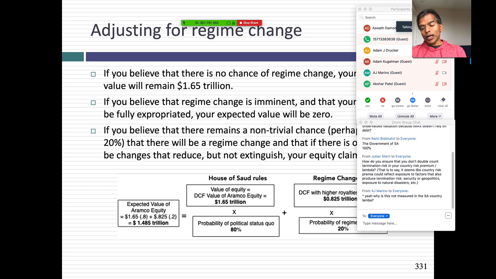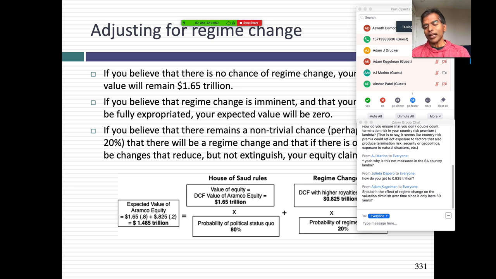One of the questions is, why can't I do it in a lambda? Lambdas don't work when you're talking about regime changes. Lambdas are designed to capture continuous country risk. So when you have the kind of risk we're talking about here, you have to bring it in explicitly. Julian asks, is there a chance of double counting? Don't worry, discount rates were never designed to capture this kind of risk. Sometimes you might see discount rates be higher, but the country risk we're building into discount rates is not for this kind of risk.